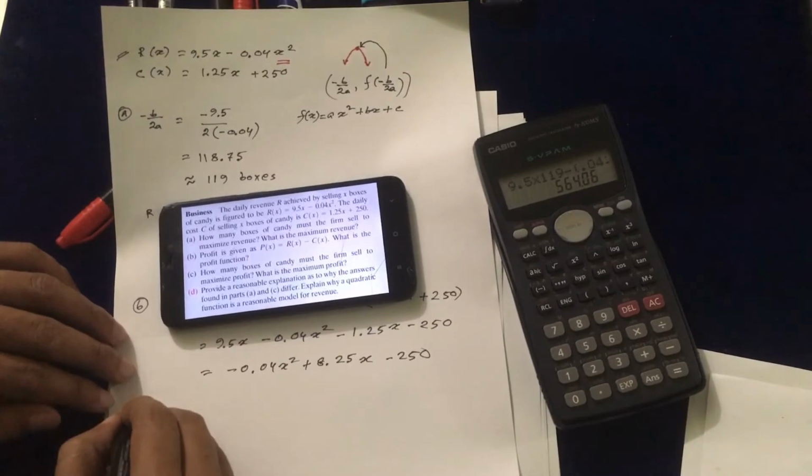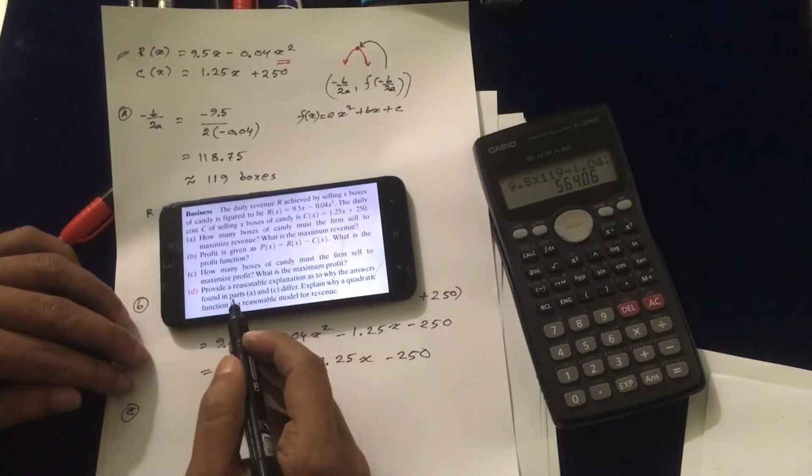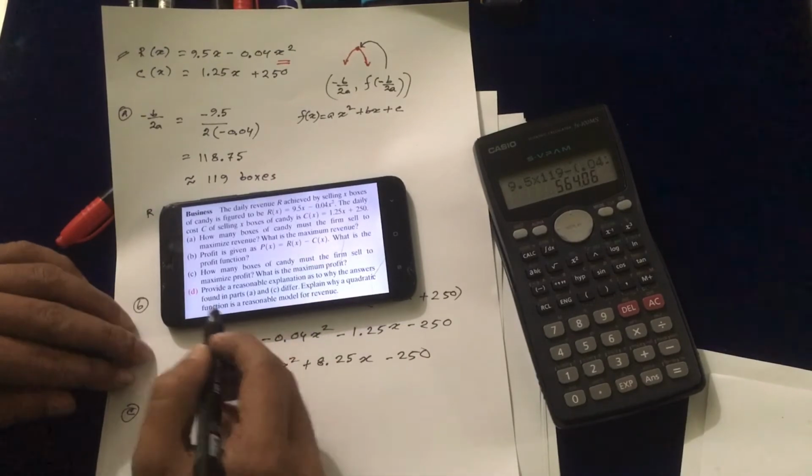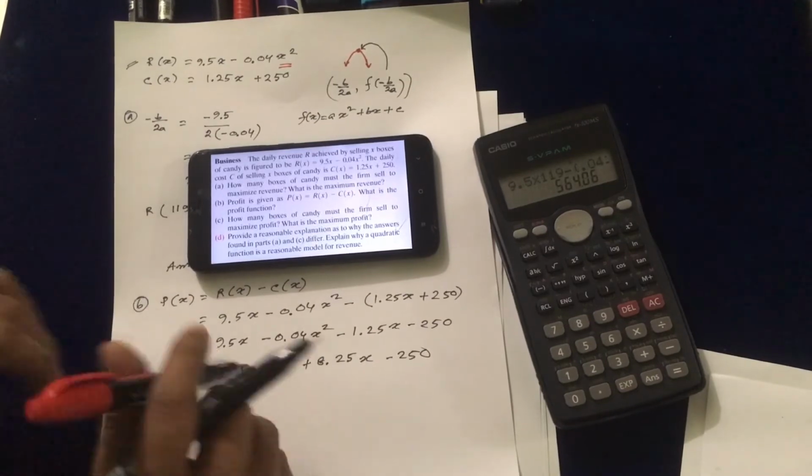Now part C. The question is, how many boxes of candy must they sell to maximize the profit? What is the maximum? Now see, this part C question is related to profit, and this is the profit function.